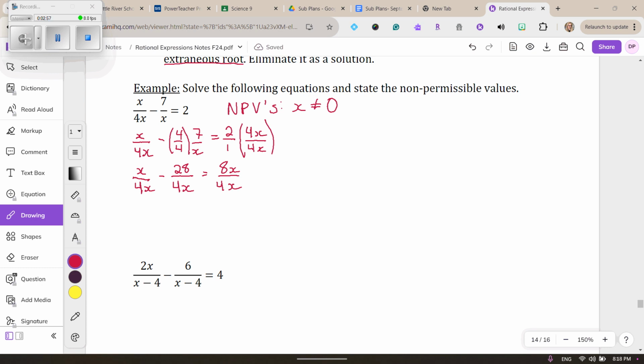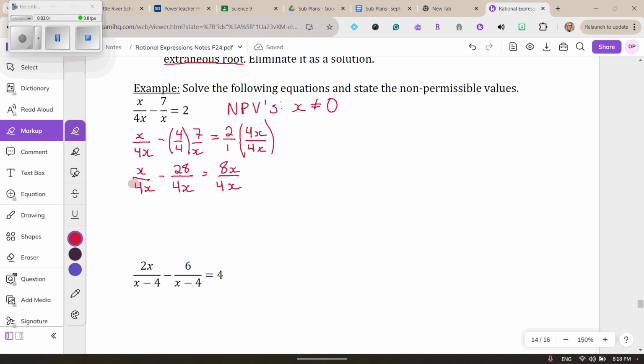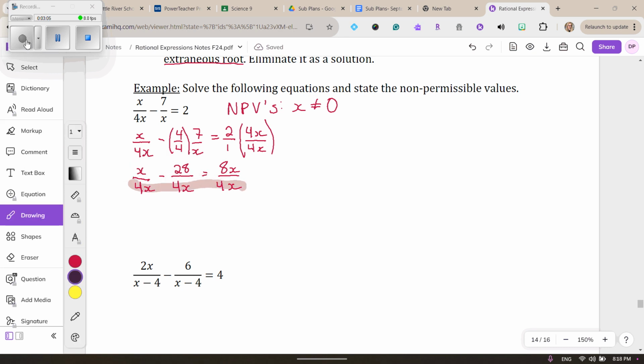So at this point, I see that there is 4x on the bottom of every single fraction. That's exactly what I want because now I can cross them out. And I'm left with an equation that looks like this. x minus 28 equals 8x. So now it takes us back to grade 9 math where we get to solve this equation.